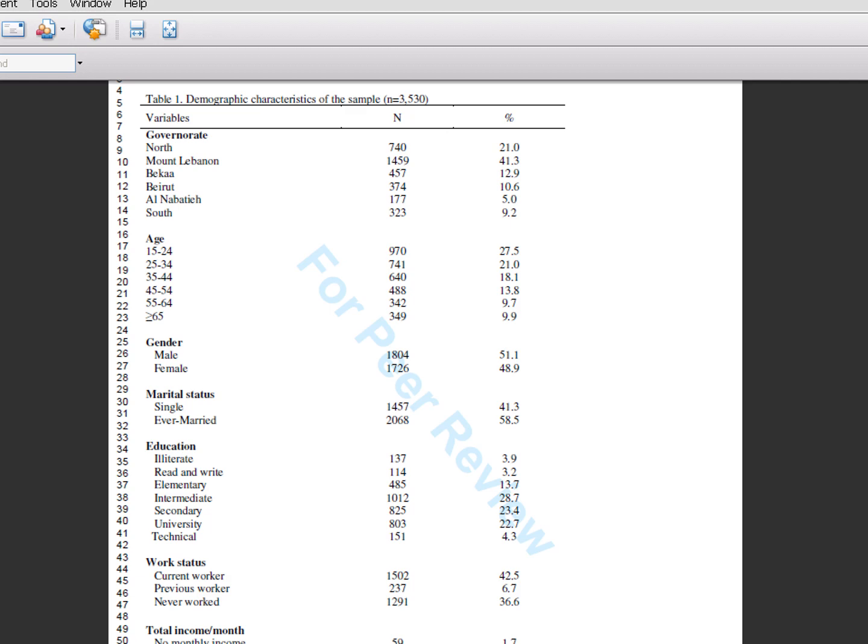So this slide illustrates a very simple table that presents demographic characteristics of a sample of 3,500 Lebanese adults who were surveyed for musculoskeletal disorders. Based on this one is basic demographic characteristics: governorate, age, gender, marital status, education, and income.